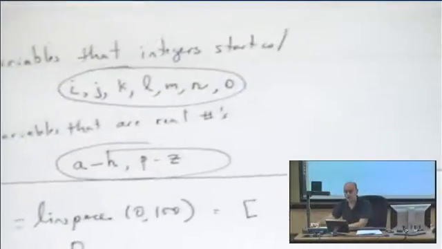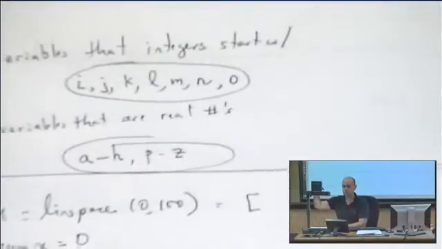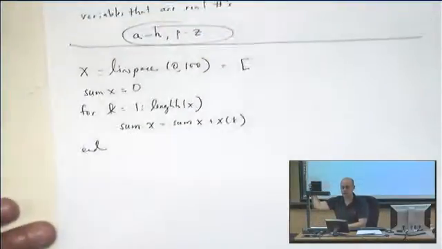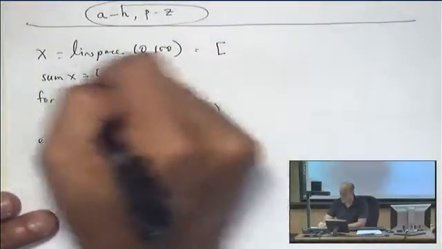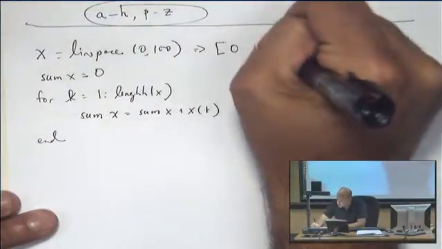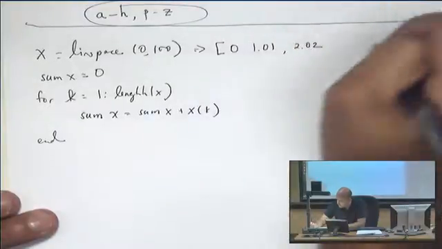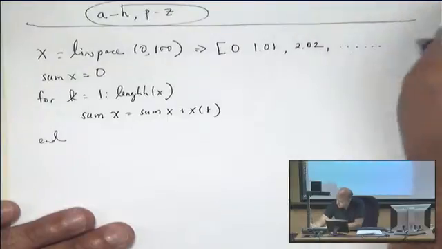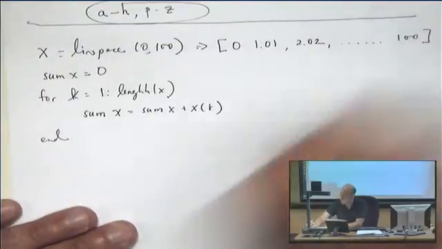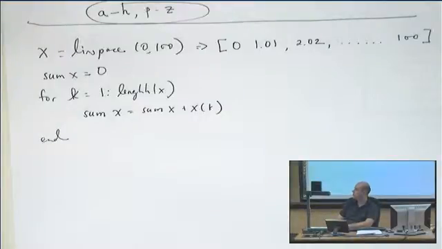Let me go back to over here. So here's my code. Don't pay attention to that top part. So I've got the bottom part there. x is equal to linspace 0 to 100. sum x is equal to 0. So what this means is I've got 0, and then I think it's 1.01, 2.02, something like that. I probably should have gone from 0 to 99 or something, but all the way up to 100, right? That's what x looks like.